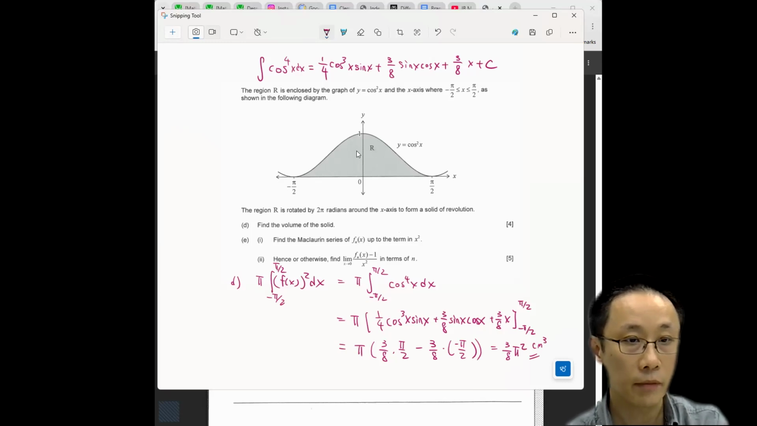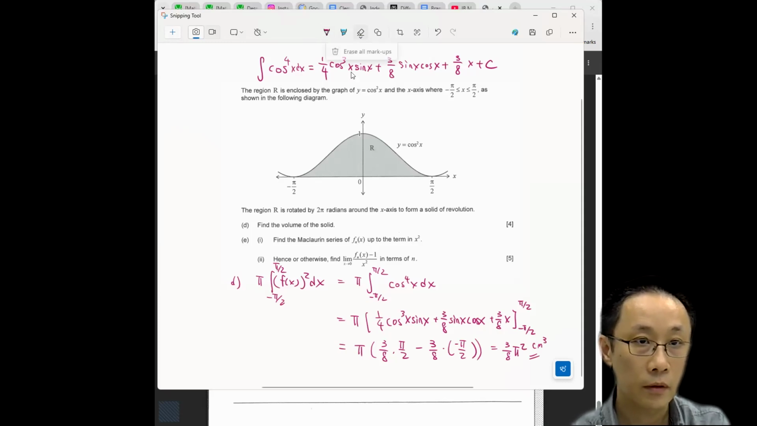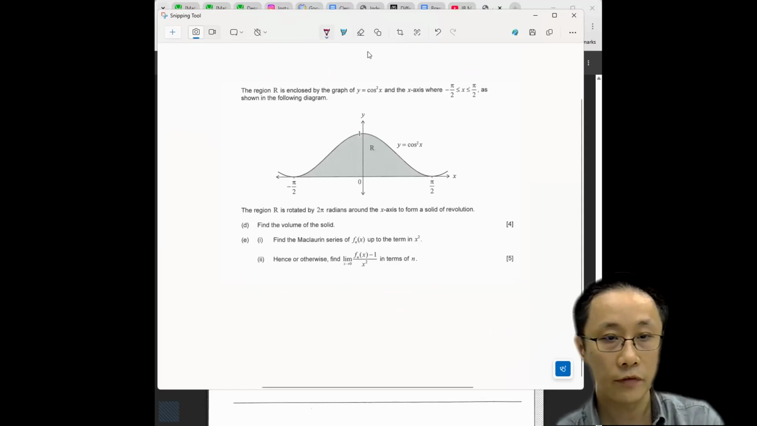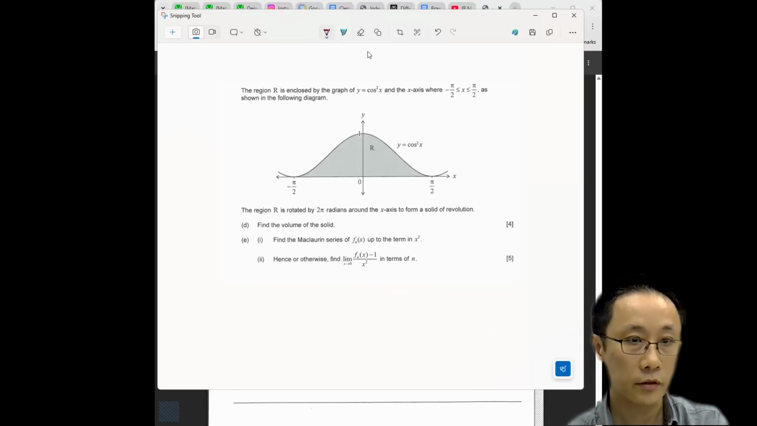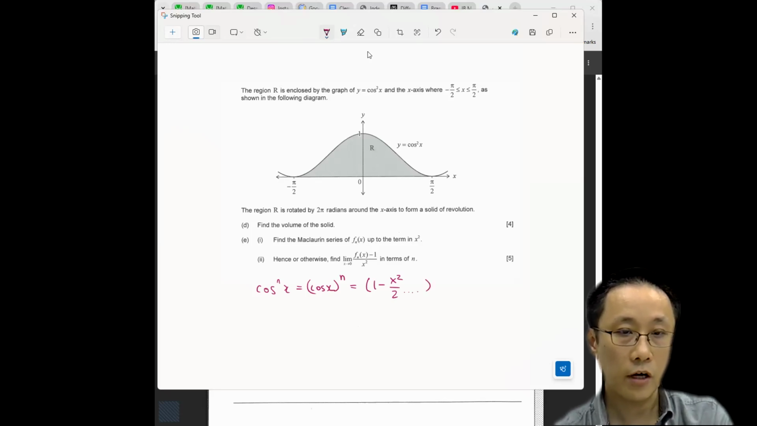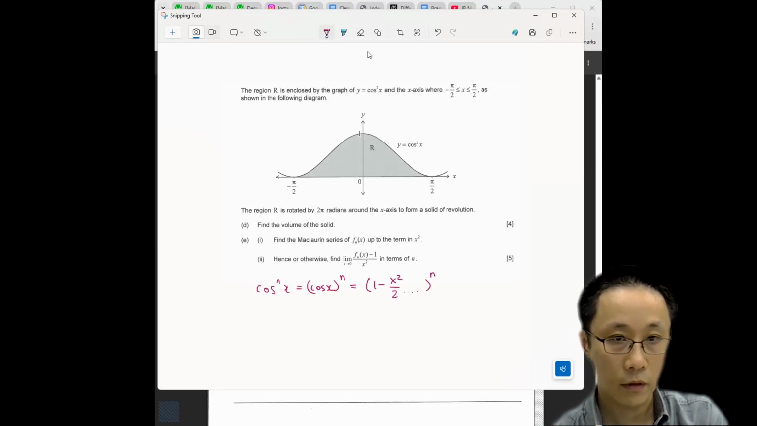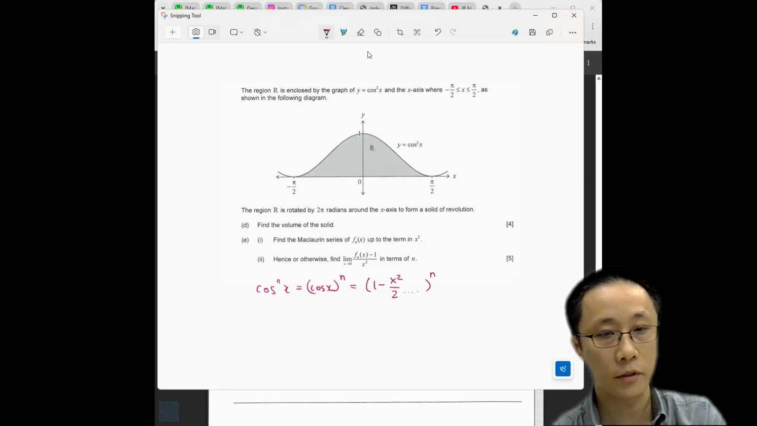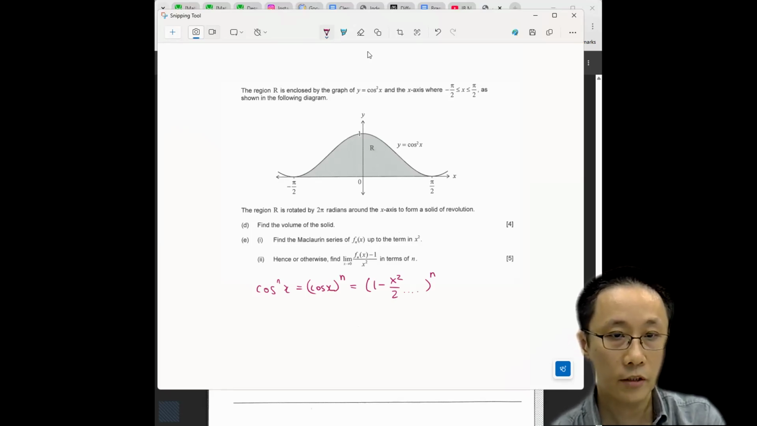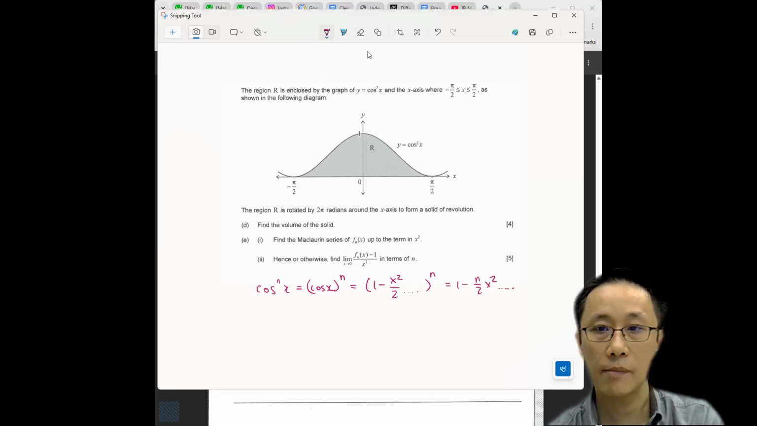And then part E, last part, on the Maclaurin series. So find the Maclaurin series of f(x) up to the term in x squared. So cos^n x just equals to cos x to the n. And the cos x series is available in the formula book, but I hope you guys have seen enough of it. There are higher power terms, but because they only want us to expand up to x squared, this should be sufficient. Using the general binomial expansion, we will now have 1 minus n over 2 x squared plus higher power terms.